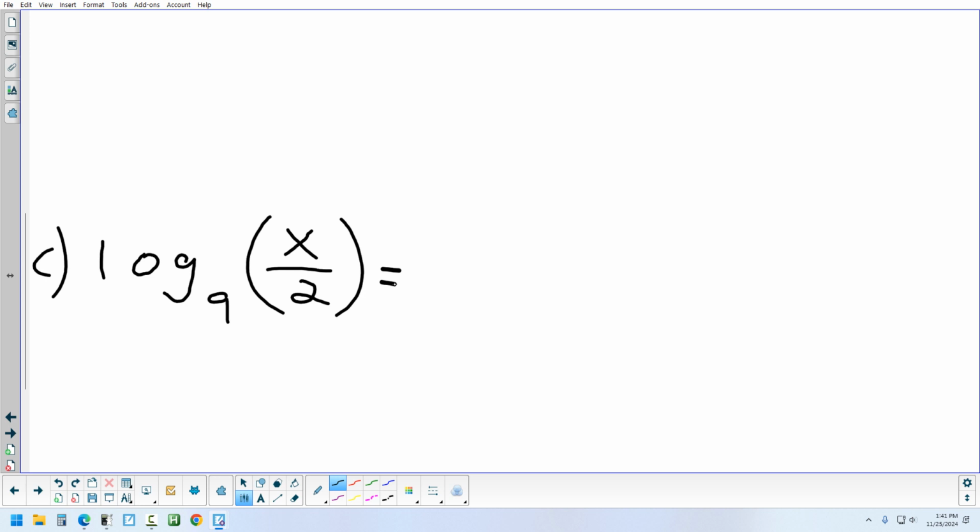Subtract. Okay, so let's look at this one. What's happening inside the parentheses? We're dividing. Dividing turns into what? Subtraction. So you're going to subtract 2 logs. And the base is going to be a 9. So it would be x minus 2. And your first argument, x. Can it be either one? No, it has to be x. It has to be the top one first, then the bottom one second.